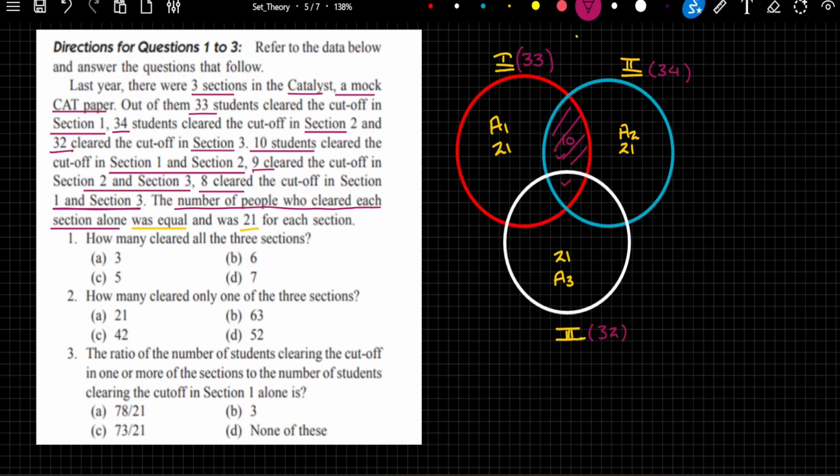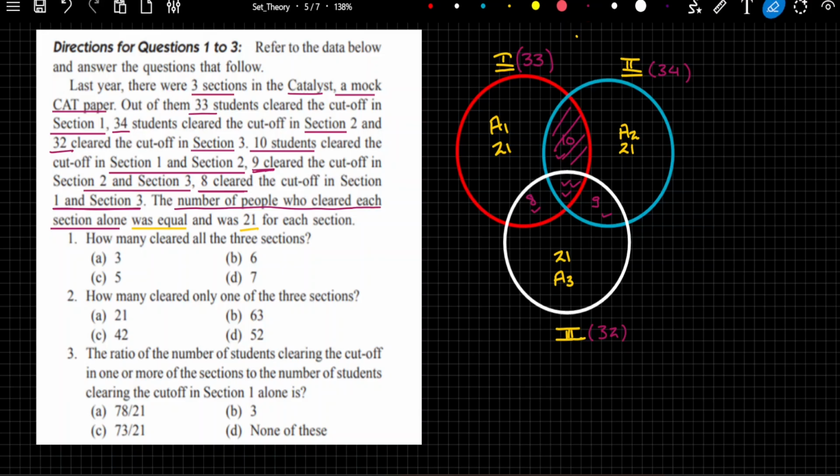Likewise, this 9 is the value of section 2 and 3. This area and this area both are combined. Likewise, 8 cleared the cutoff in section 1 and 3. So 8 is the value of this region and this region combined. So this should be clear in your mind, what these numbers actually mean. And now let's proceed forward.